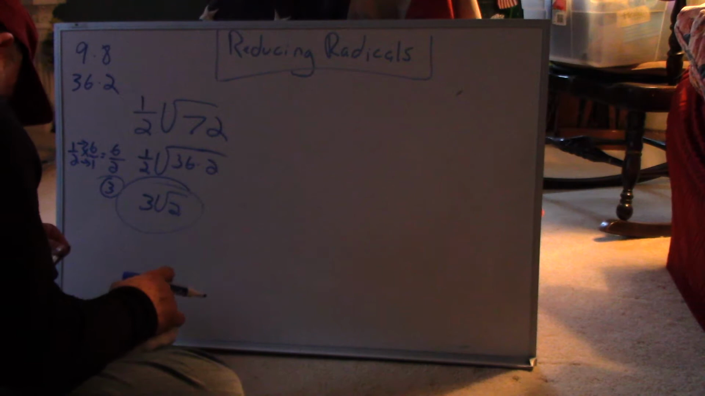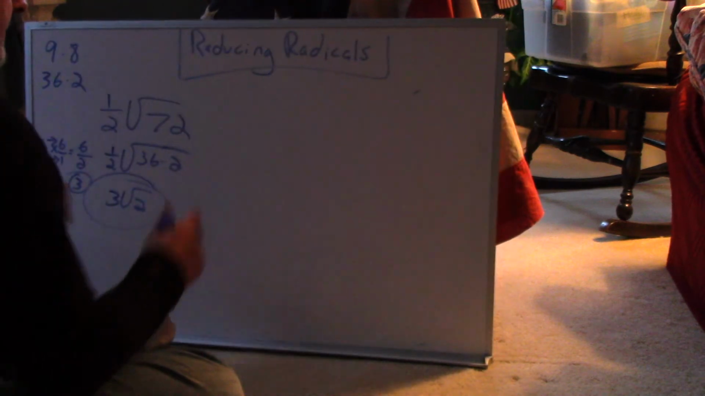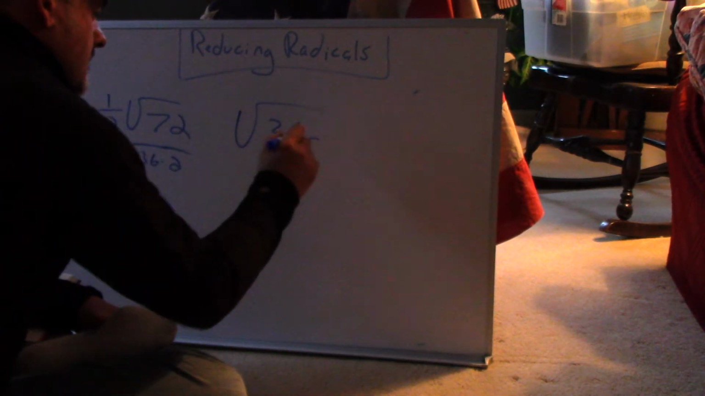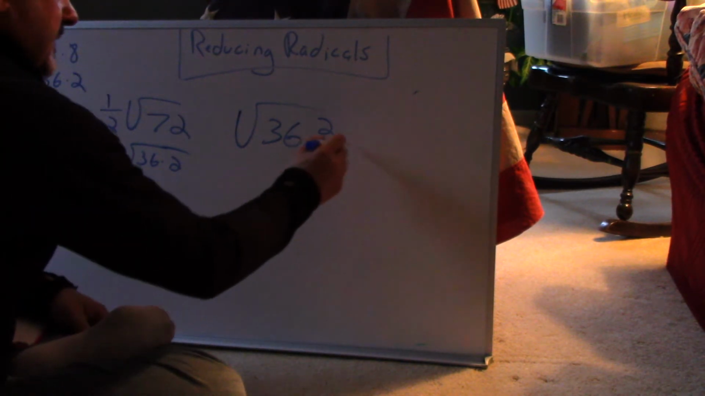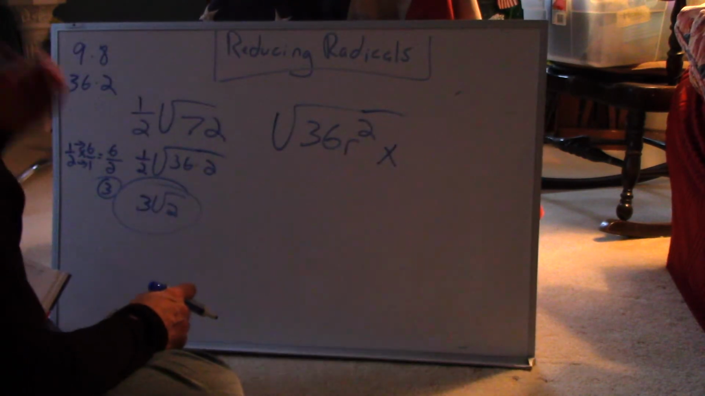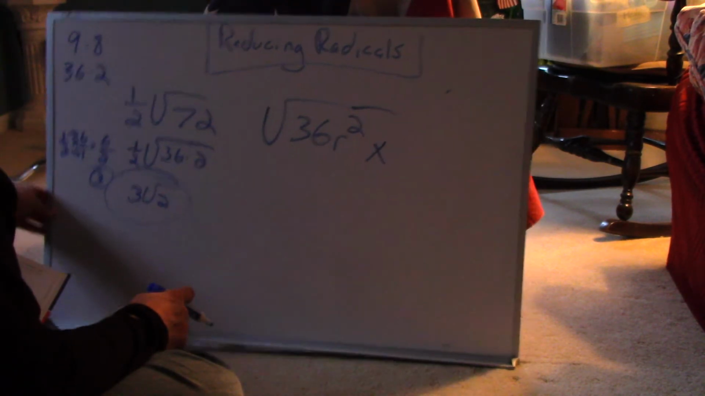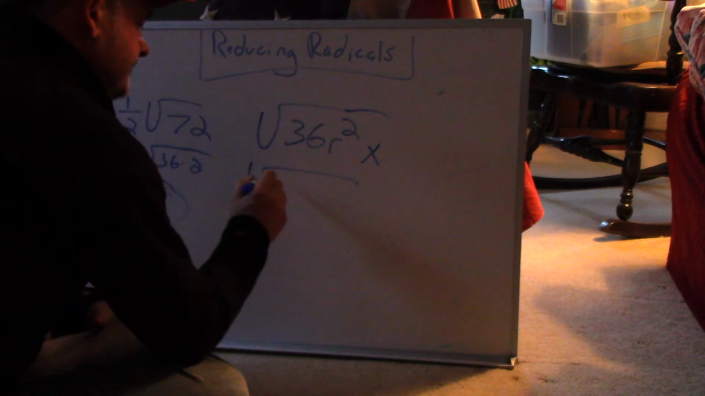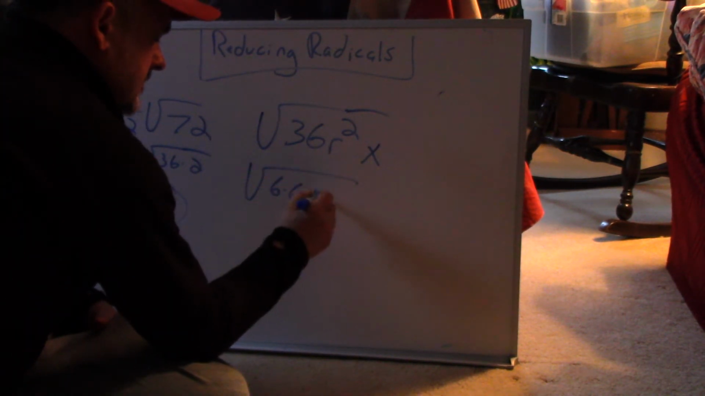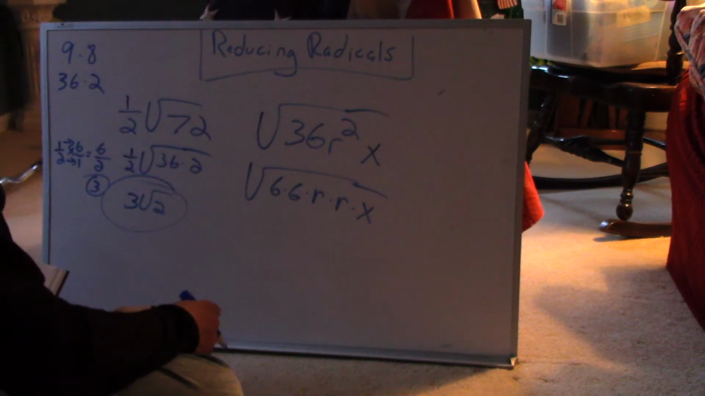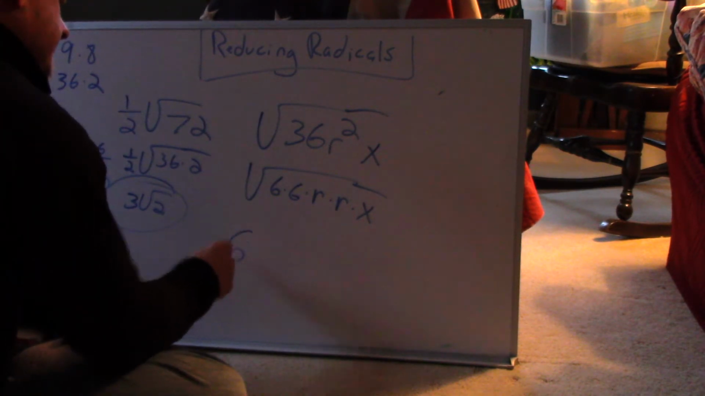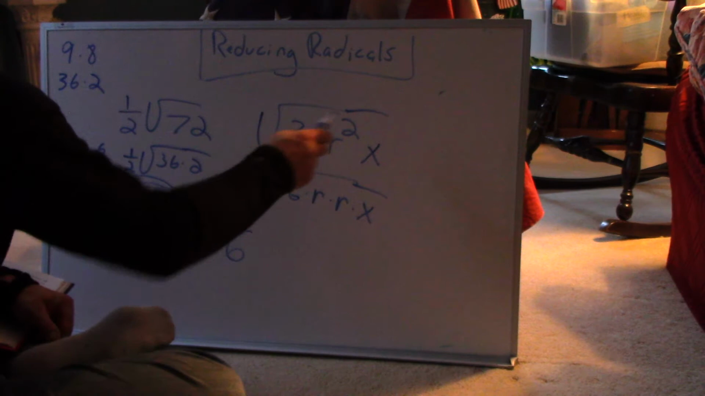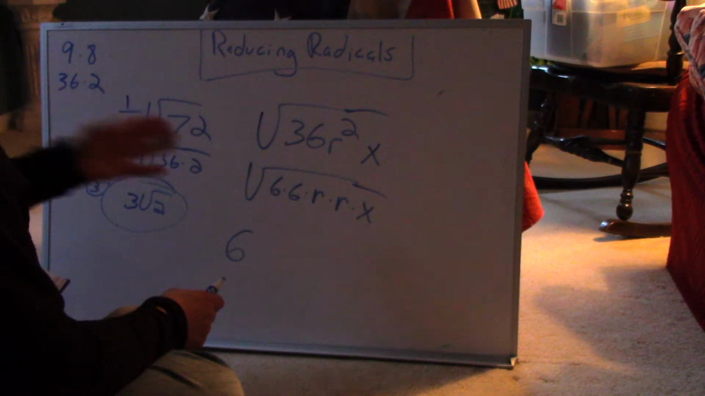Now I'll do one more. Give you an example. What if I were to throw in a variable? Yeah, let's just do that one for fun. 36r squared x. Okay. What does this really say? It says this. 6 times 6 times r times x. That's what that really is. Now we know that 36 is an even square root. So that is coming out.